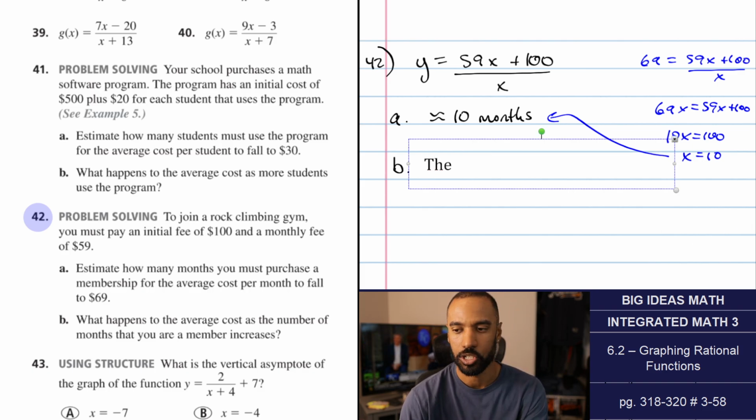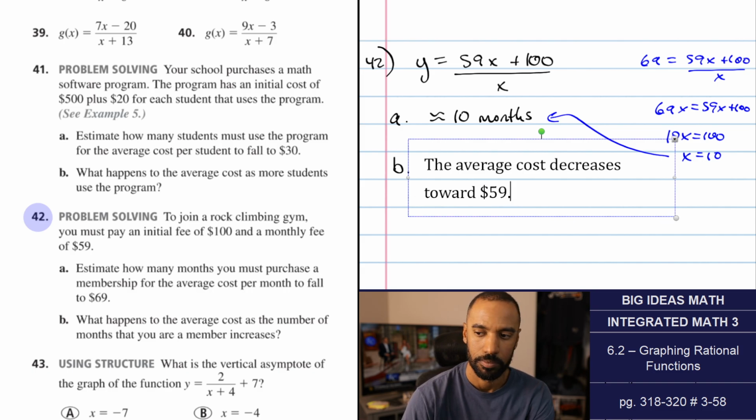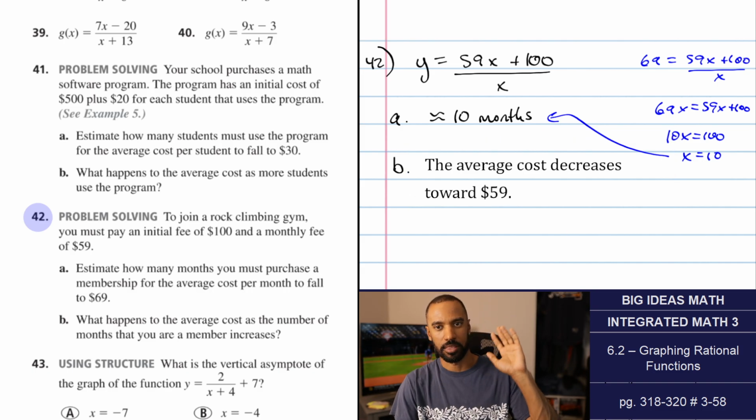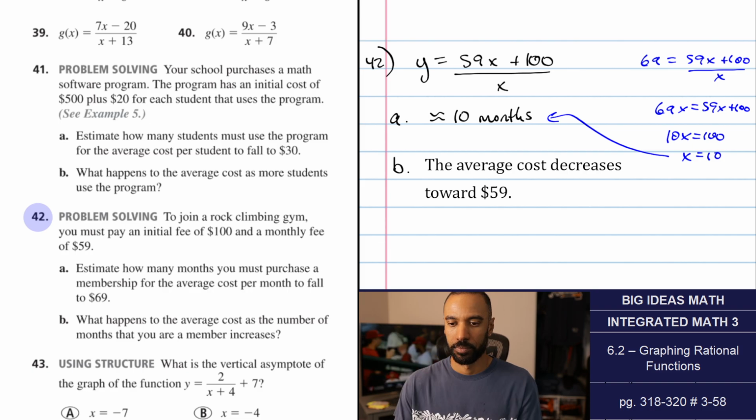Let's see, what do I say? The average cost decreases toward $59 after unlimited months.